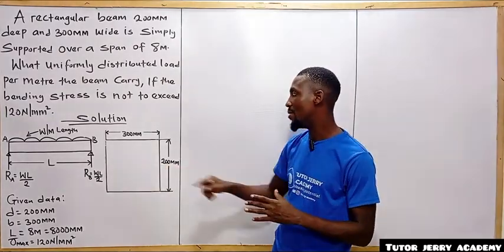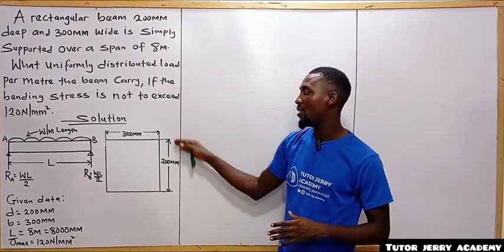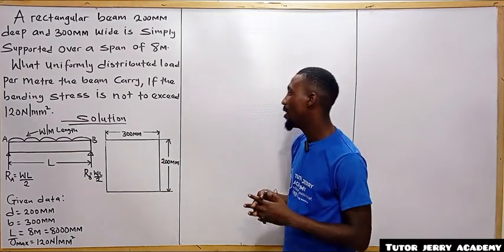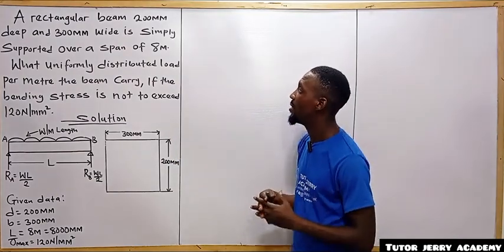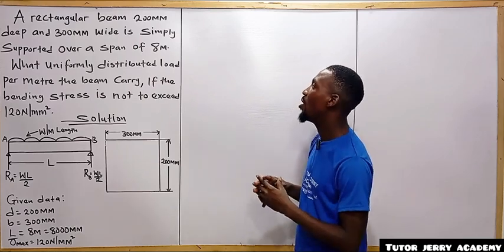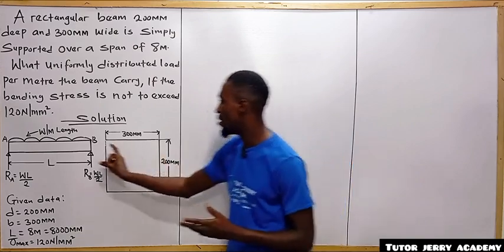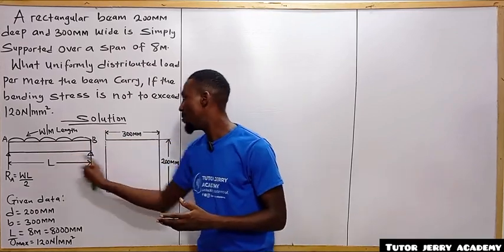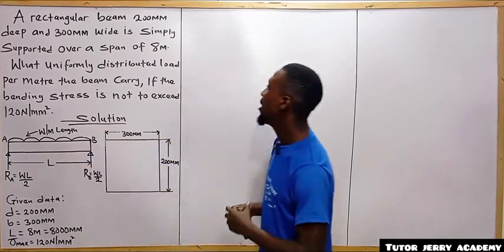This is the rectangular beam and the depth is 200. The base, which is the width, is nothing but 300 mm. And they said it's simply supported over a span of 8 meters. So this is a simply supported beam, and the length is 8 meters.